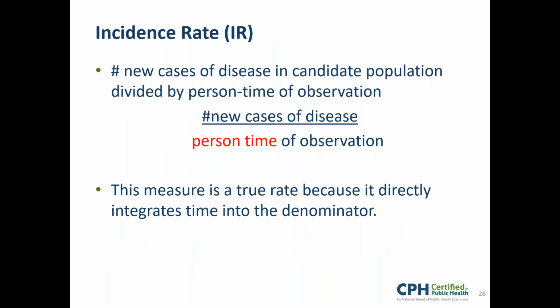Incidence rate is the number of new cases of disease in a candidate population divided by person time of observation. This measure is a true rate because it directly integrates time into the denominator. The next slide will give you an example of how we calculate incidence rate.